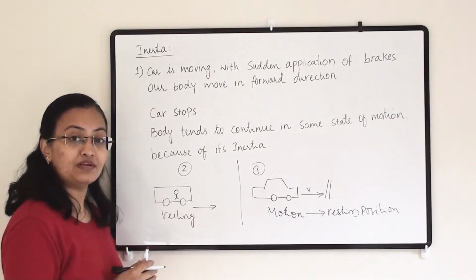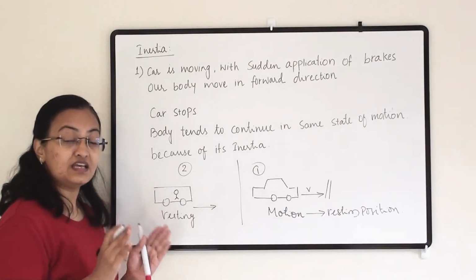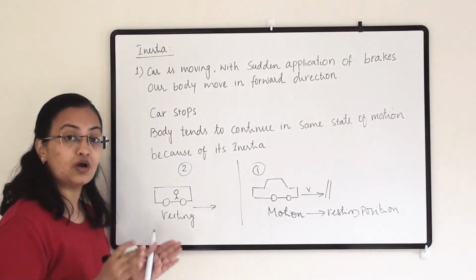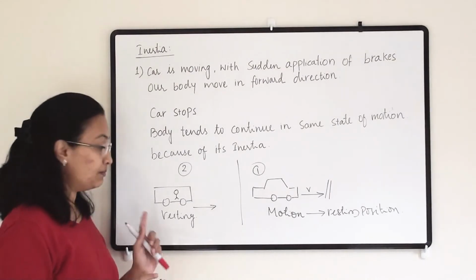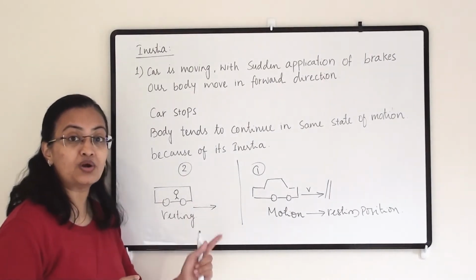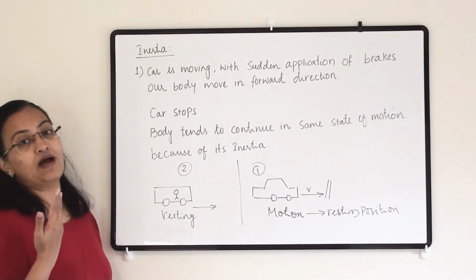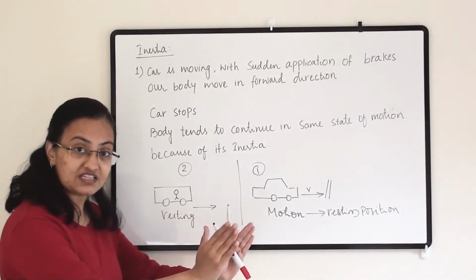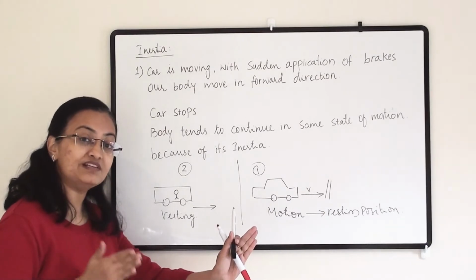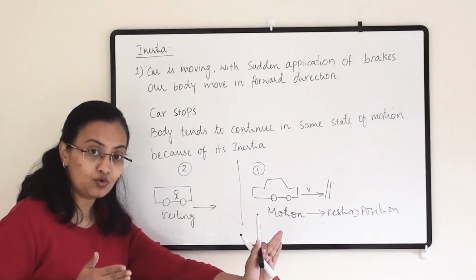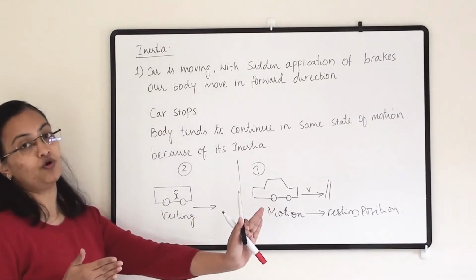So what will happen? Our body was at the resting position, so it has inertia of rest. The bus has started to move but our body has not started to move. So what will happen? We will fall back, because the bus is moving forward but our body will stay there only. The bus will move, our body will be there, so we will fall backward.